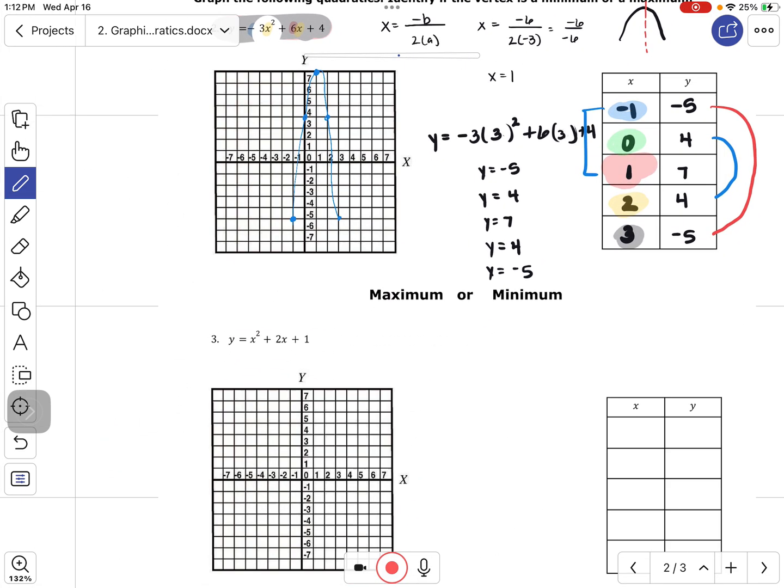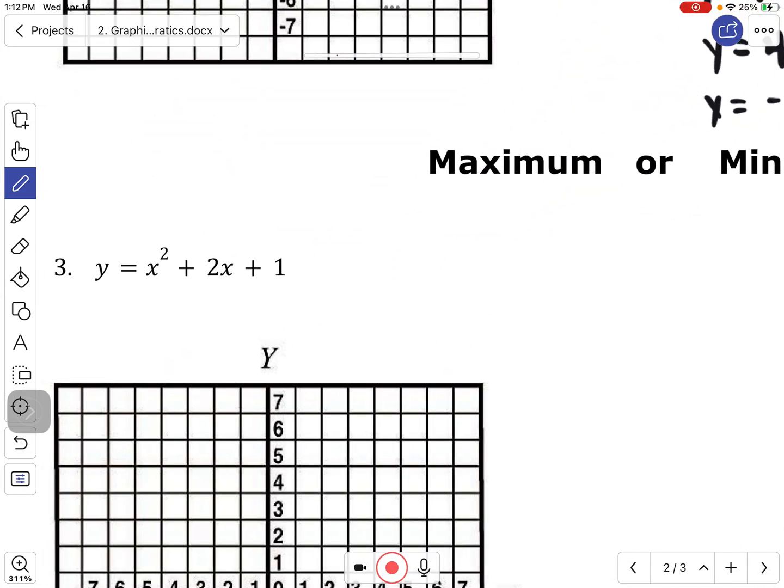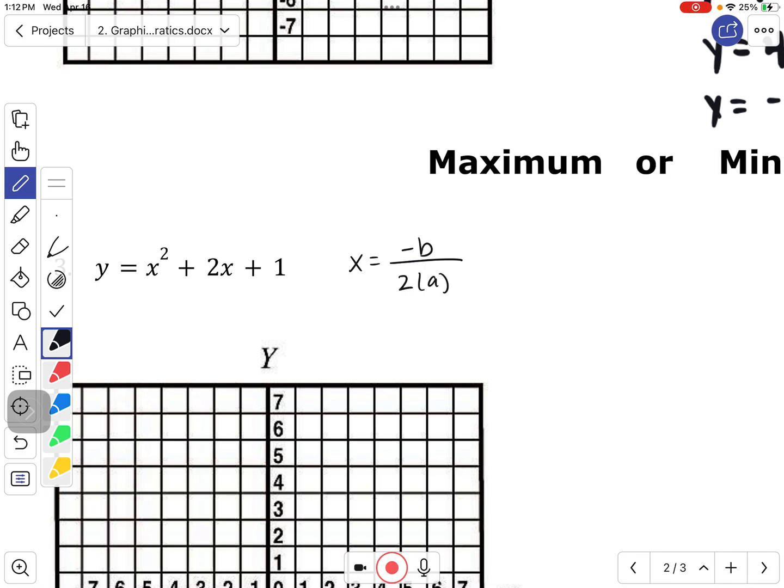Okay, let's try number 3. The first thing we're going to do is our x equals the opposite of B divided by 2 times A. So I'm going to say x equals. Remember, your A comes in front right here. My B is whatever is right here, and this is my C value, which you don't even need for this formula.